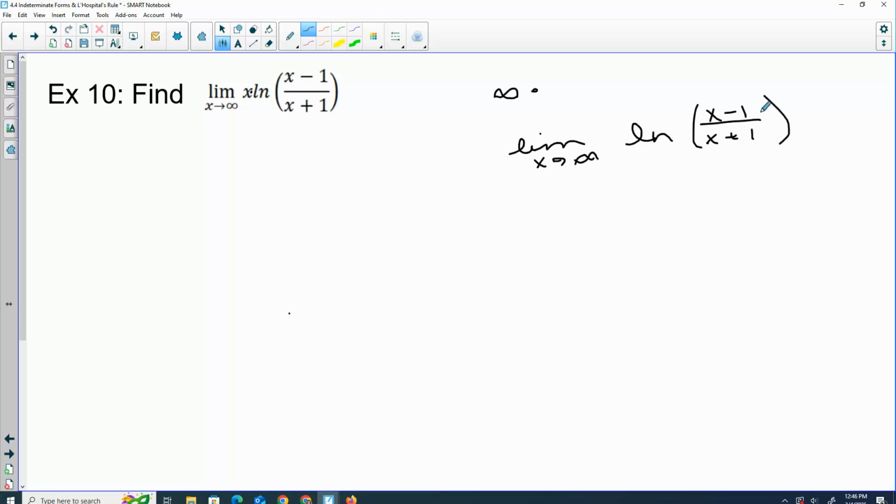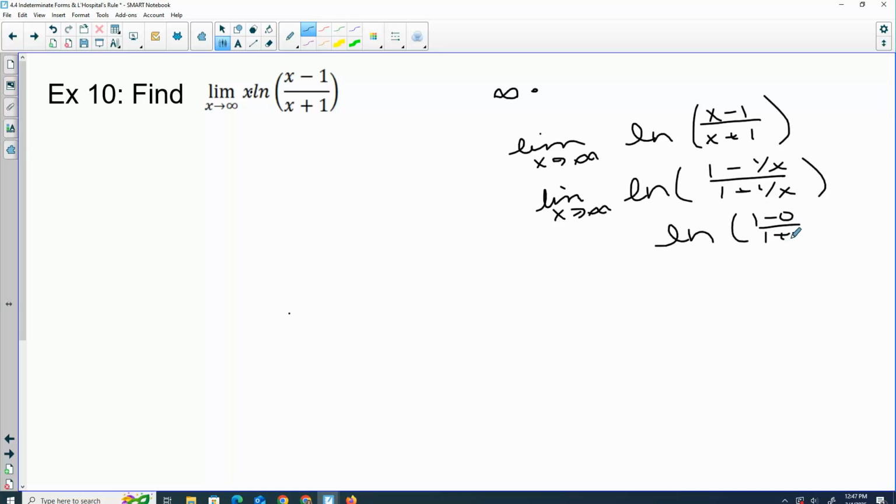Okay, we know it's mathematically equivalent if we divide by the highest powers of x. So 1 over 1 minus 1 over x over 1 plus 1 over x. So that's the natural log of 1 minus 0 over 1 plus 0. What's the natural log of 1? Yes, 0.